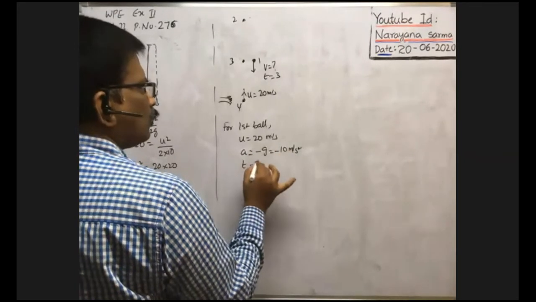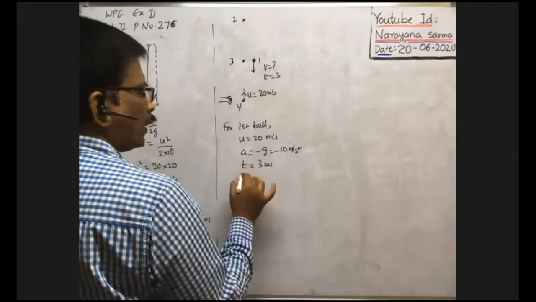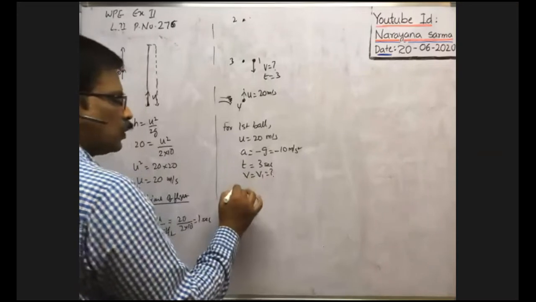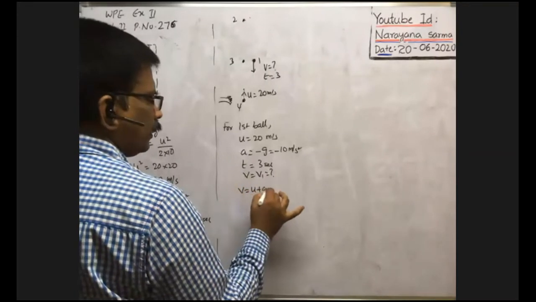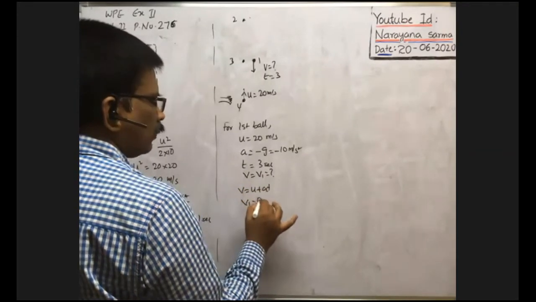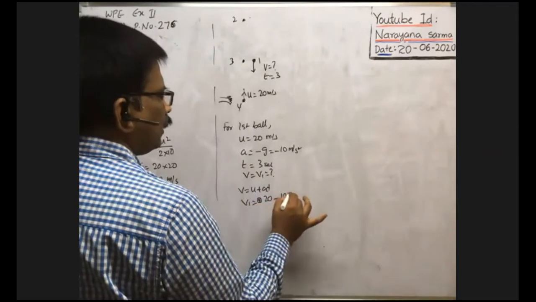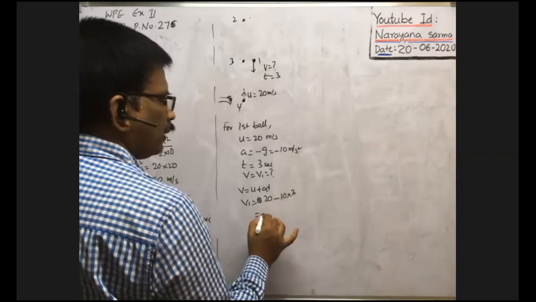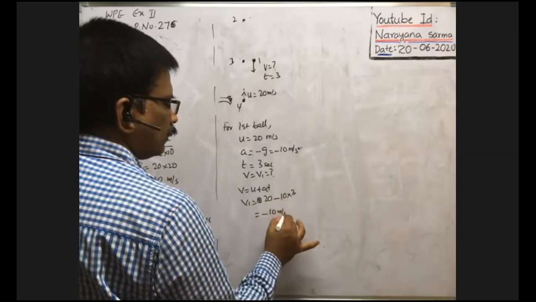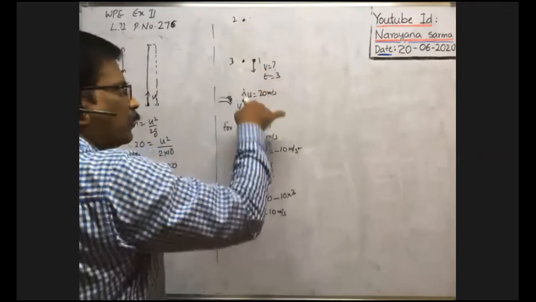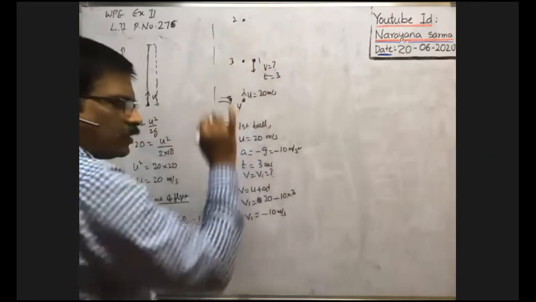After t equals 3 seconds, what is the velocity of the first ball? V is equal to V1, that is the question. So from V is equal to U plus AT, V means V1, U is 20, A is minus 10, T is 3. Therefore, V is equal to minus 10 meter per second. The minus sign represents that the velocity of the body is in the opposite direction compared with the initial projection direction.